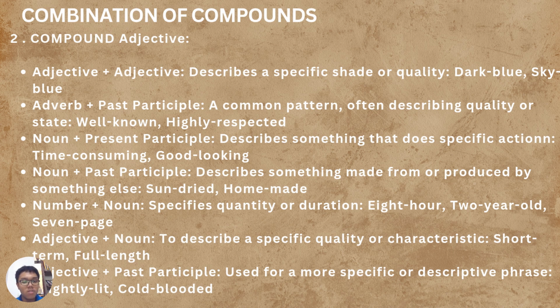We have noun and past participle, describing something made from or produced by something else. We have sun-dried and homemade. We have number and noun, which specifies the quantity or duration: 8 hour, 2 year old, 7 page. Adjective and noun describe a specific quantity or characteristic: short term and full length. And finally, adjective and past participle, used for a more specific descriptive phrase, such as brightly lit and cold blooded.